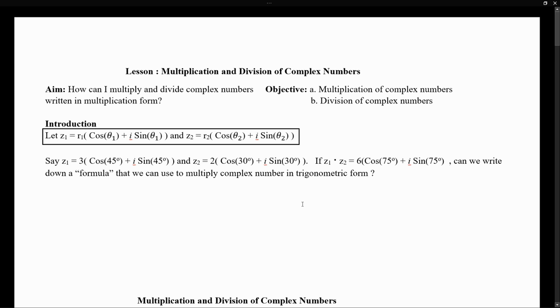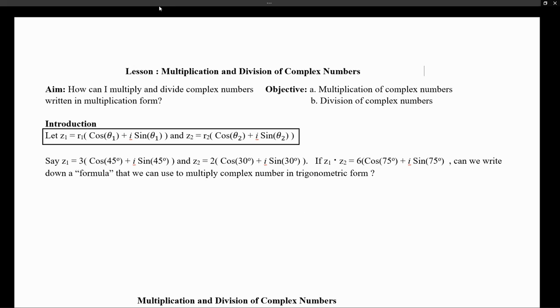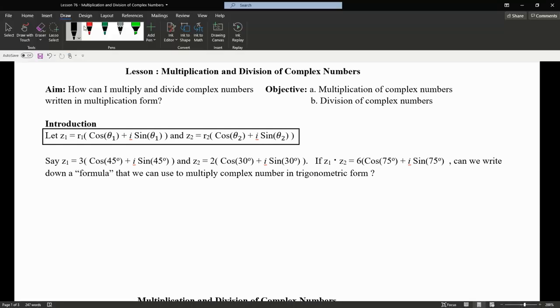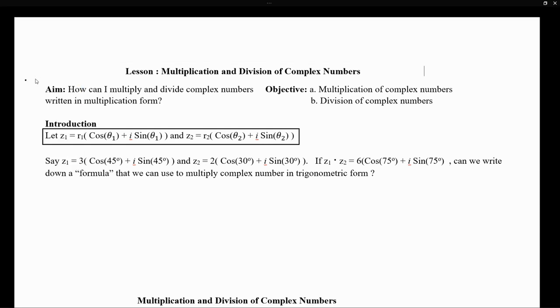Welcome. On this lesson, we'll be discussing the multiplication and division of complex numbers. Well, let's start by stating two complex numbers. So here we have two different complex numbers, because remember that this is how we can represent complex numbers. So r cosine plus i sine, this is how we can represent a complex number.